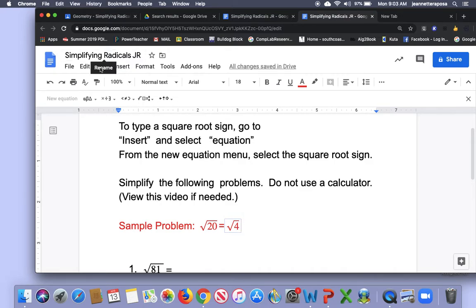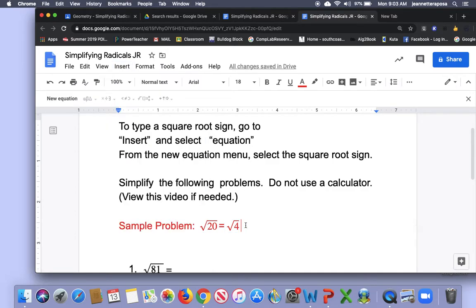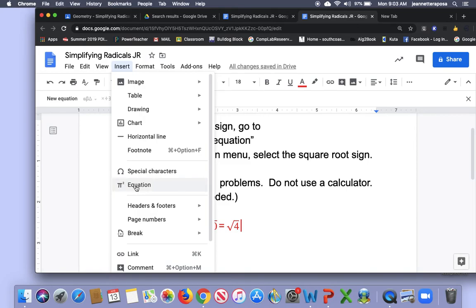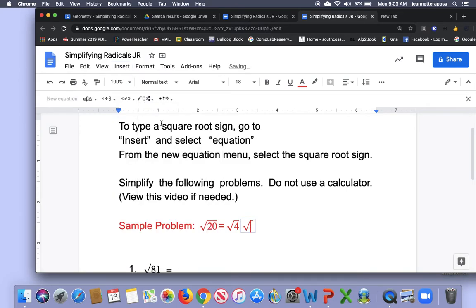And then I'm going to insert another radical sign. Again, go to the top, and I'm still in there. So square root of 4, I can choose Insert, Equation, and choose the square root symbol again. And so now I have that the square root of 20 is equal to the square root of 4 times the square root of 5.